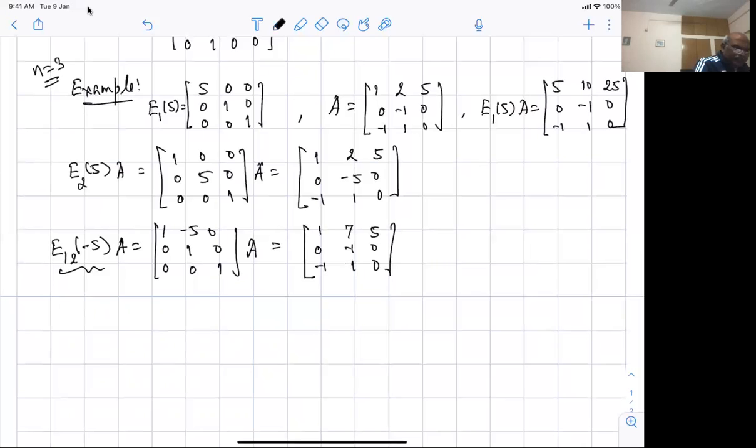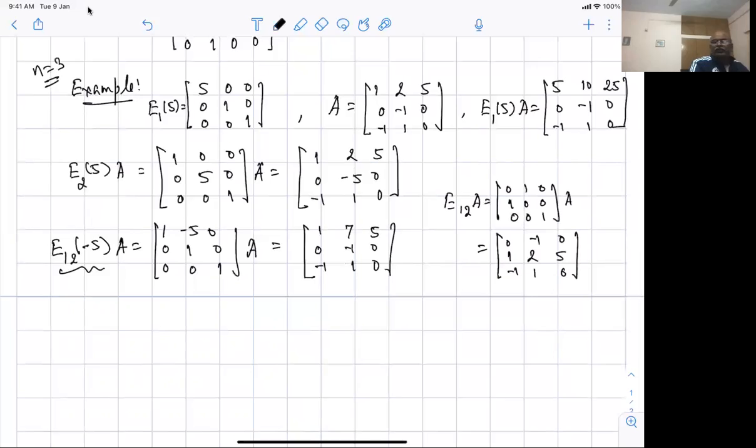Similarly, if I want to interchange, if I want to look at E12 of A, this is the second row, this is the first row, so I'm interchanging the first and second. Third remains as it is, multiply by A. I would like you to see that this is the same as 0, minus 1, 0, 1, 2, 5, and minus 1, 1, 0. All right. So just try that out yourself and you will get all of them. Is that okay? So this is about multiplying matrix on the left.